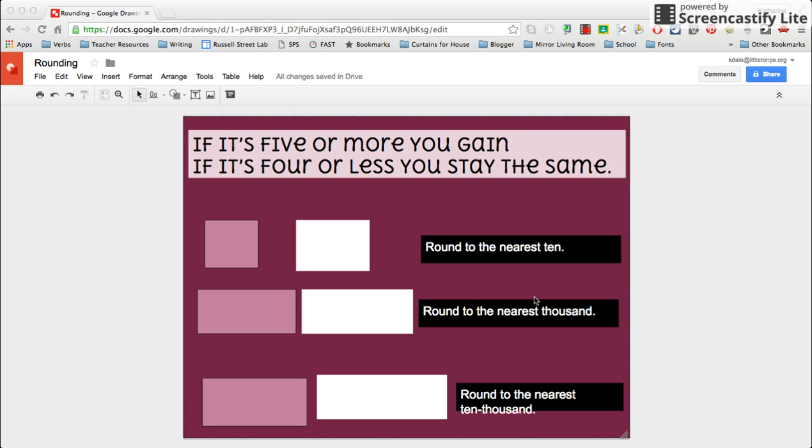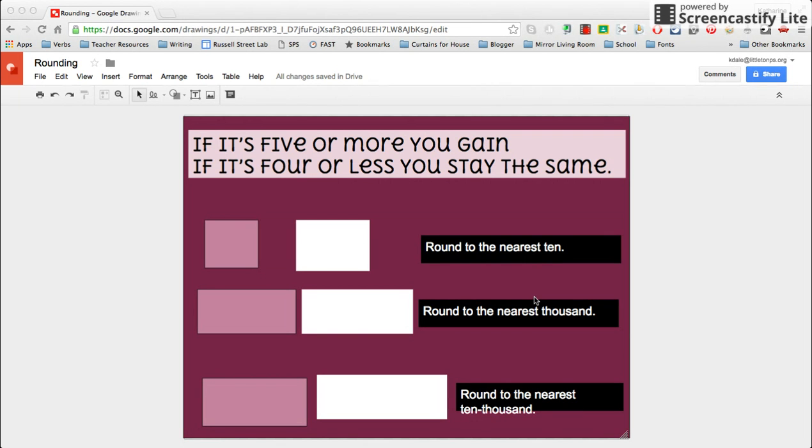Today we're going to be looking at rounding. Now, earlier this week we've looked at estimation and we made some estimates about how many gumballs were in the gumball jar. But today we're going to dig a little bit deeper about rounding and understanding about the different ways that we can round numbers and exactly how do we do that.